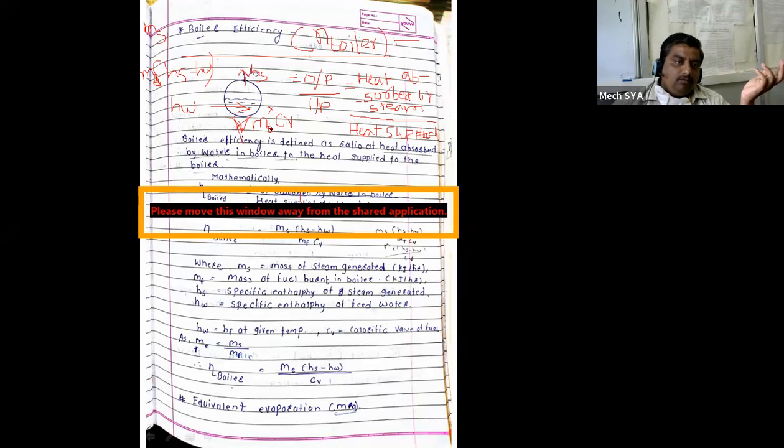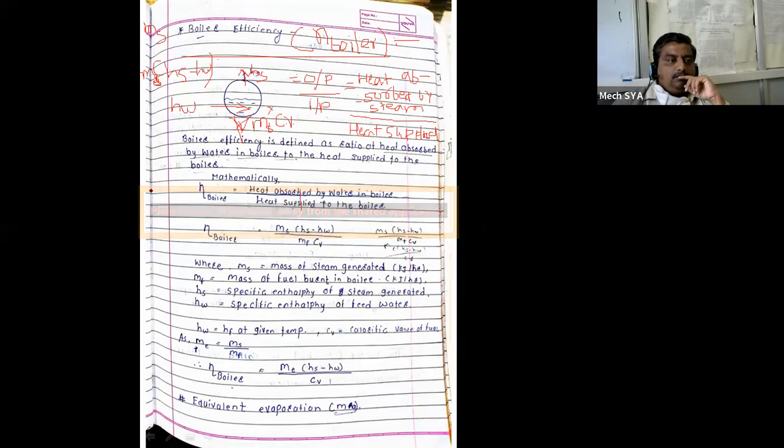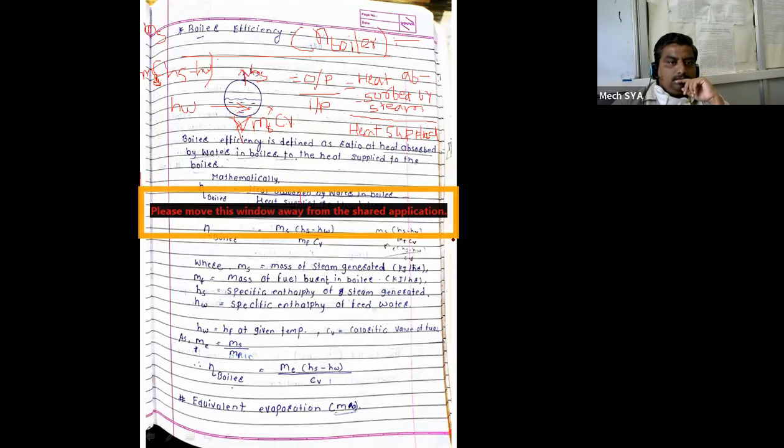So MF means total mass of fuel burnt. So total heat supplied will be MF into calorific value, and total heat absorbed by the water in the boiler is equal to MS into bracket HS minus HW, and therefore eta boiler is equal to heat absorbed by water in boiler divided by heat supplied to the boiler, which is equal to MS into bracket HS minus HW divided by MF into CV. So this is called eta boiler.